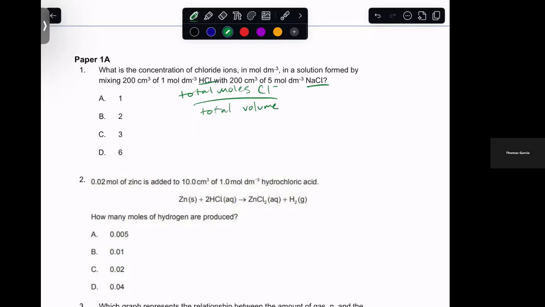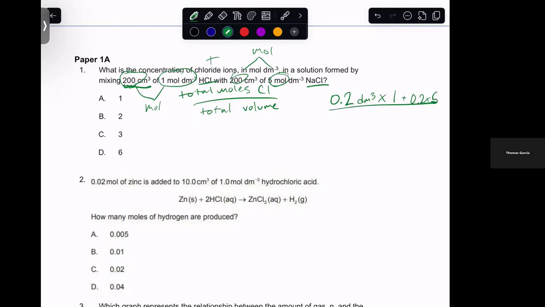use their molarity values. So we're going to take 0.2 decimeters cubed of our HCl, because you'll notice all I did was convert that into decimeters cubed, and multiply that by 1, and add it to 0.2 multiplied by 5. So what I'm doing is taking my volume and my molarity and multiplying them together, and I will get moles. And then I do the same for the other, and I'm adding those two values up right here.